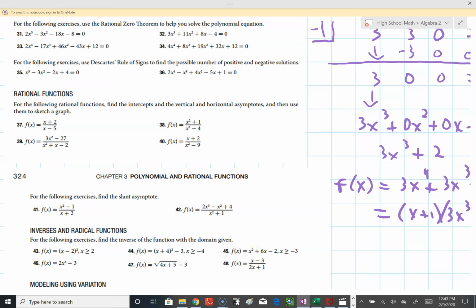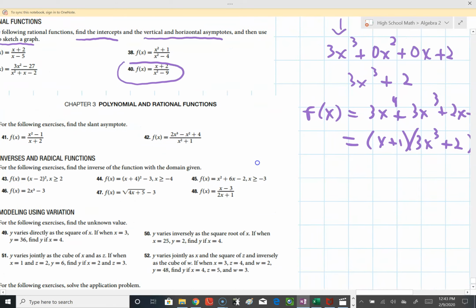Continuing with our Chapter 3 review exercises. 37 through 40 says for the following graphs we want to find the intercepts, the vertical and horizontal asymptotes, and then use them to sketch a graph. Let's examine number 40 here.